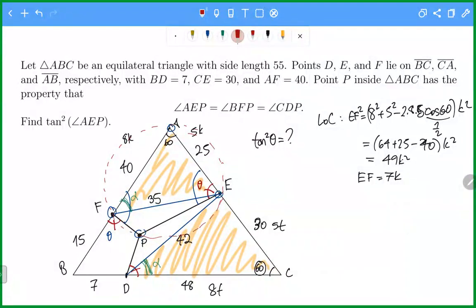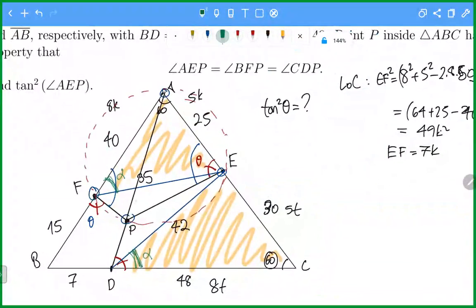Right. So now let me draw this line. Let me connect A with P. And from the inscribed angle, this is also alpha. Why? Because this arc is seen by angle alpha. So APE has to be alpha as well.